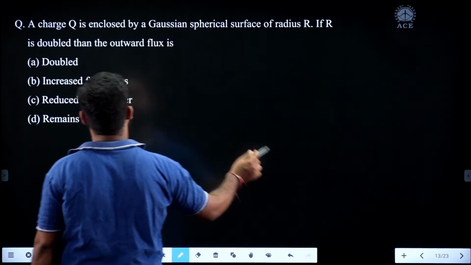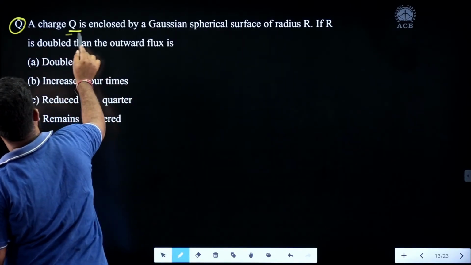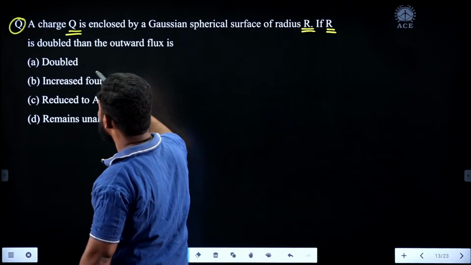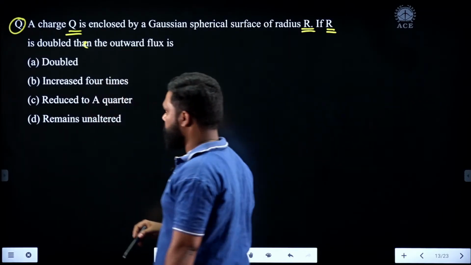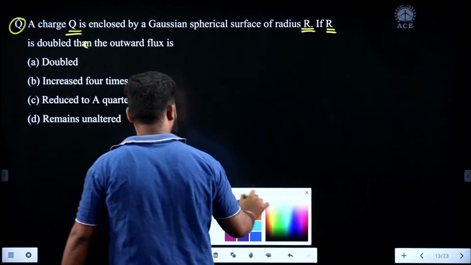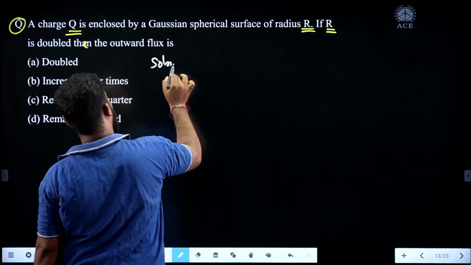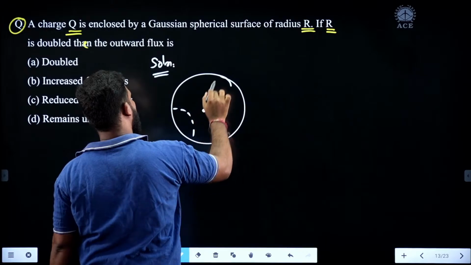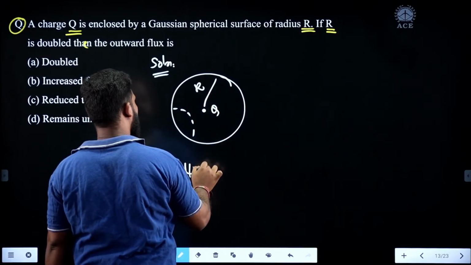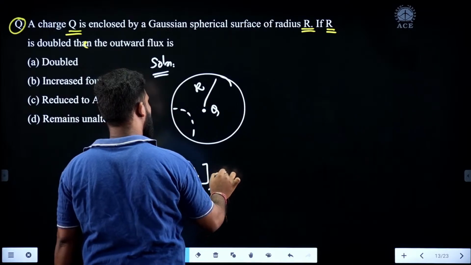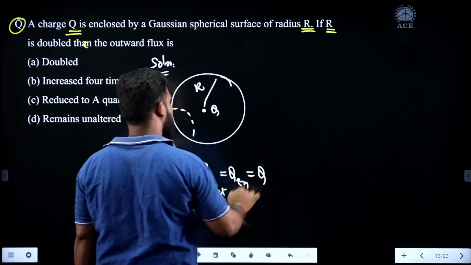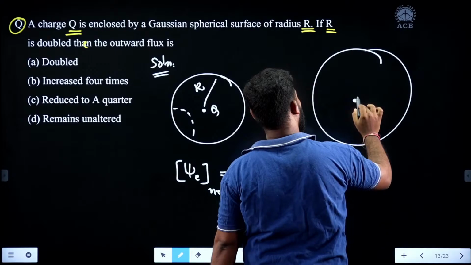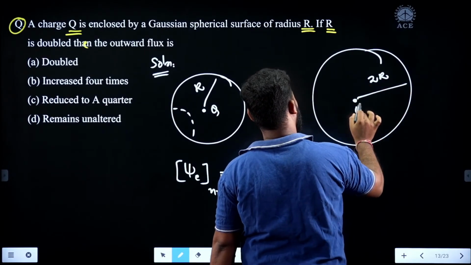A charge Q is enclosed by a Gaussian spherical surface of radius r. If r is doubled, then the outward flux is... In the first case, there is a charge enclosed within the sphere of radius r. So what is the net electric flux here? Net electric flux is equal to charge enclosed. What is the charge enclosed by this one? Q charge. Now in the second case, you are enclosing this with a bigger sphere whose radius is 2r. There is a charge here.